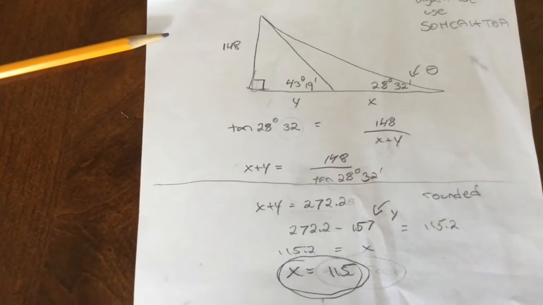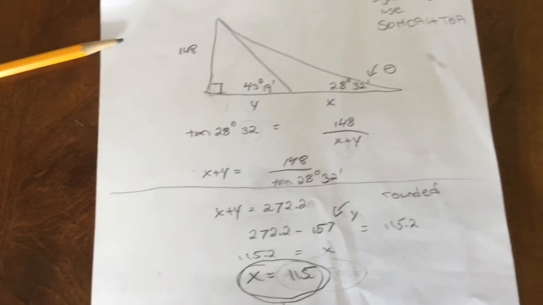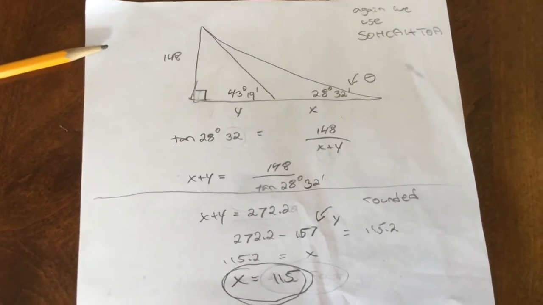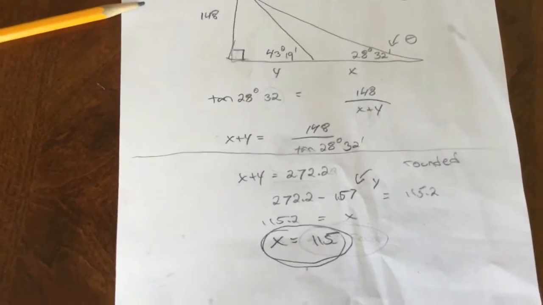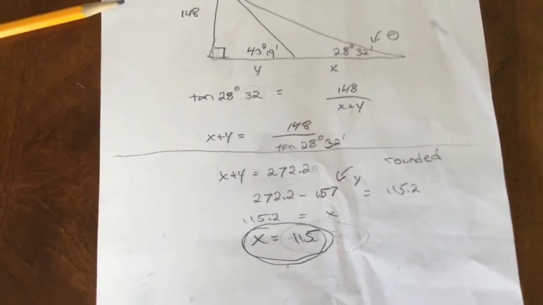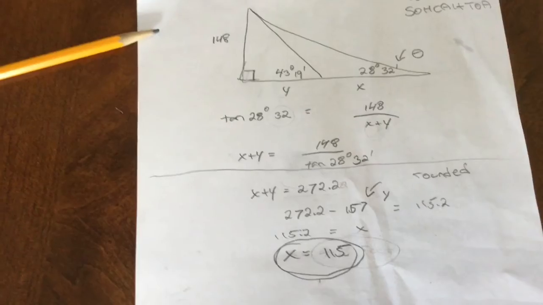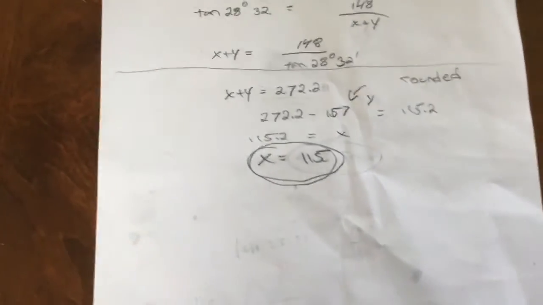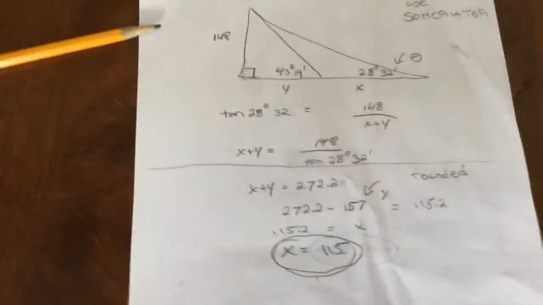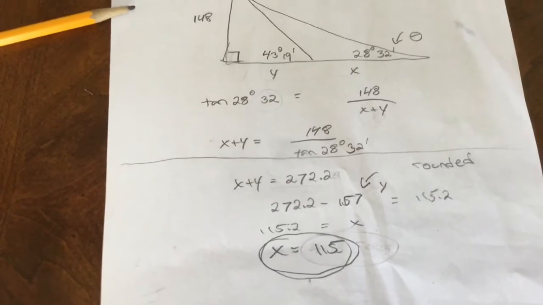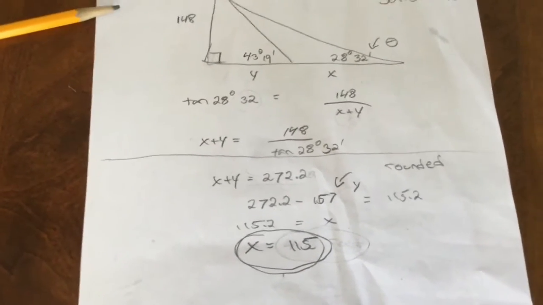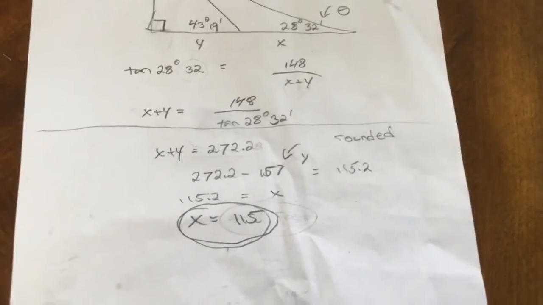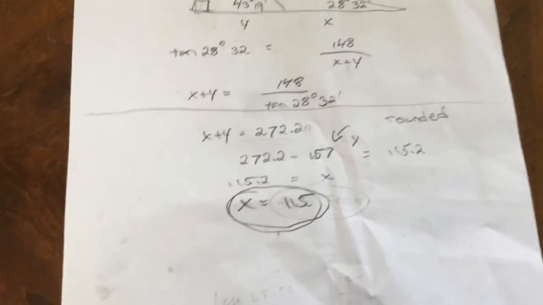We set our angle of elevation equal to 148 over our variables, again using SOHCAHTOA. We isolate our variables, and yet again we get 148 over our angle of elevation. We put this in the calculator, and we get 272.2, which can be rounded to 272. We subtract that from 157. We get 115.2, which could be rounded to 115.